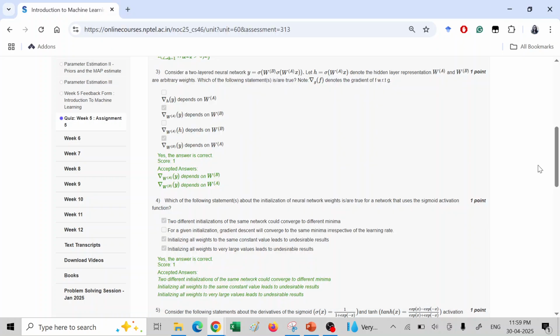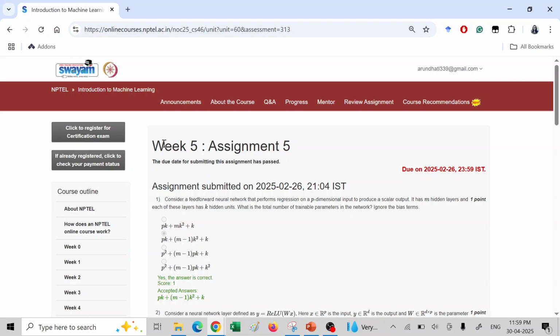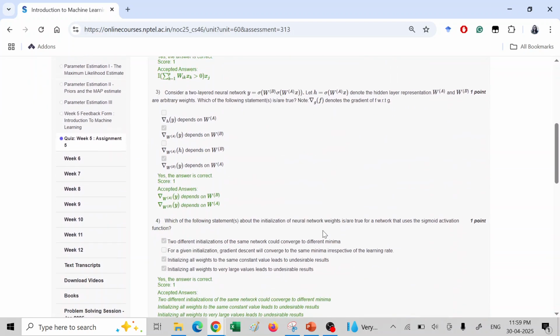Hello everyone. Today we are going to discuss a question related to the concept of neural network and gradient calculation. This particular question is taken from assignment 5 of the course Introduction to Machine Learning by NPTEL.